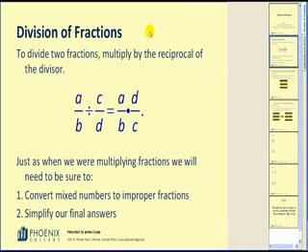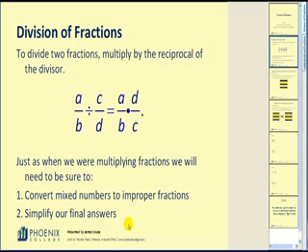Division of fractions. To divide two fractions, simply multiply by the reciprocal of the divisor. So notice how if this is our division problem, instead of dividing by c over d, we'll multiply by the reciprocal, which would be d over c. Just as when we are multiplying fractions, we will need to be sure to convert mixed numbers to improper fractions and also to simplify our final answers.